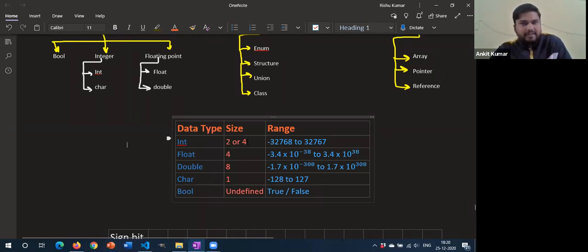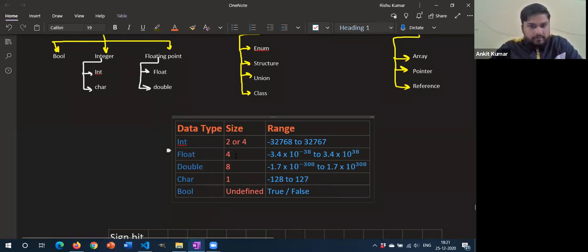Otherwise, 4 bytes will be a bit complicated. But yes, the calculation remains the same. And its range is -32768 to 32767. Now, the thing to note over here is, here we have 32768 and here we have 32767. What is the reason? Why do we have one extra at this part and one less here? I'll tell you just now.